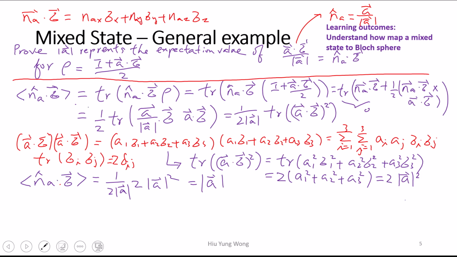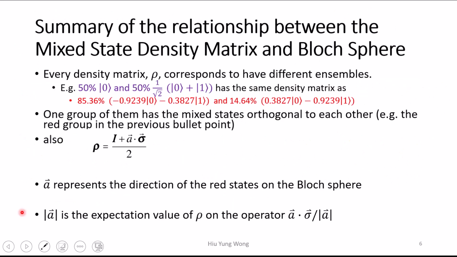Okay, that is the first thing, right? Now, then what do I mean? Again, each density matrix rho corresponds to different ensembles, right? You can have many mixed states. For example, 50% of 0 plus 50% of this, these are two pure states. You will get the same density matrix as 85.36% of this state plus 14.64% of this state.